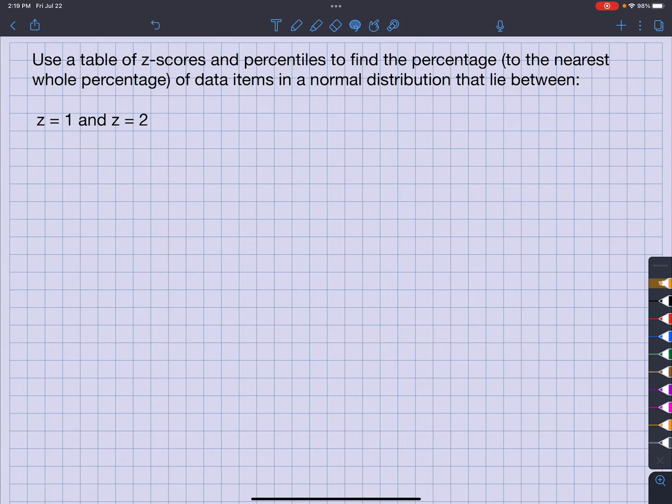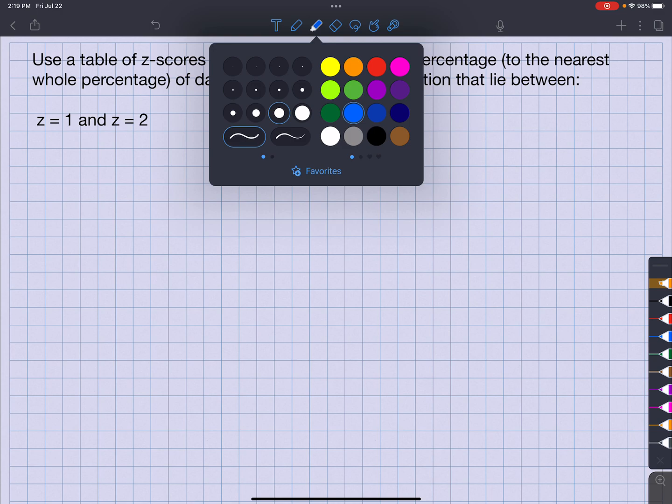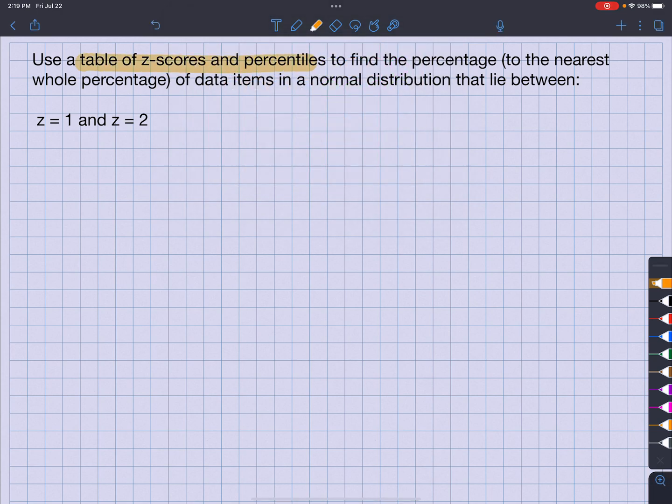All right, so this is asking us to use the table of z-scores and percentiles to find the percentage, to the nearest whole percentage, of the data items normally distributed that lie between z equal to 1 and z equal to 2. Well, there's two ways of doing this. Let's go ahead and do it with z tables first.